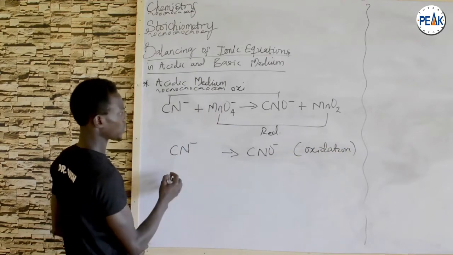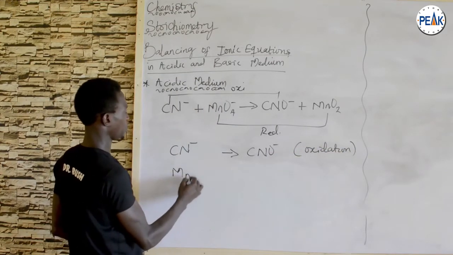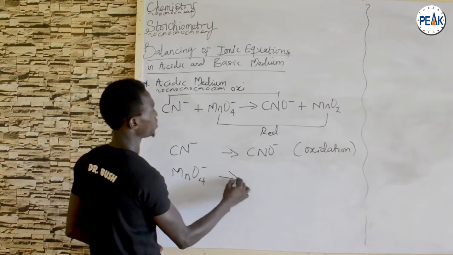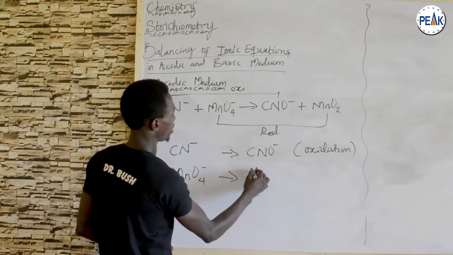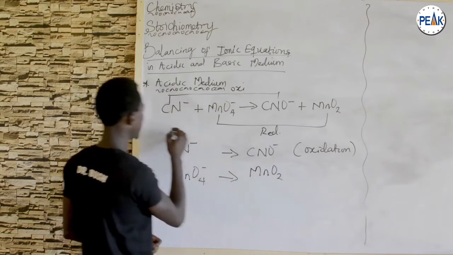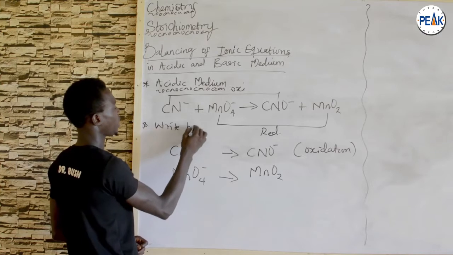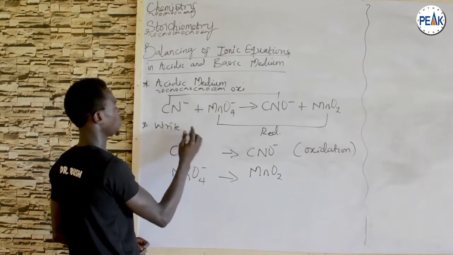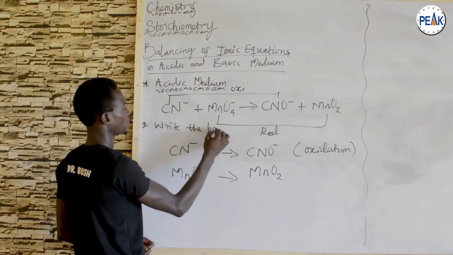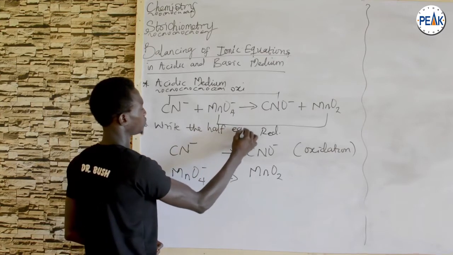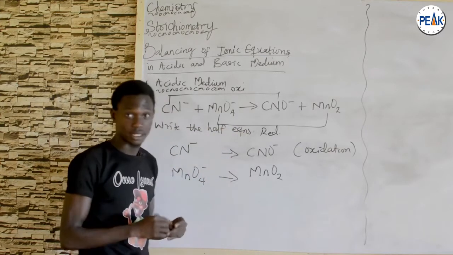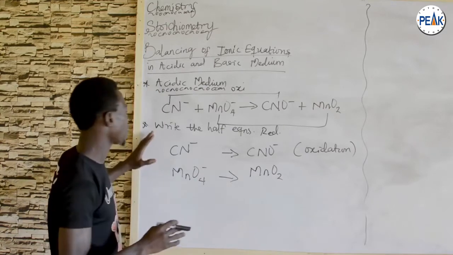And then I have MnO4⁻ to give me MnO2. By this, I said the first step is to write the half equations. Write the half equations. Now, that is the first thing you ought to do, to write out the half equations.